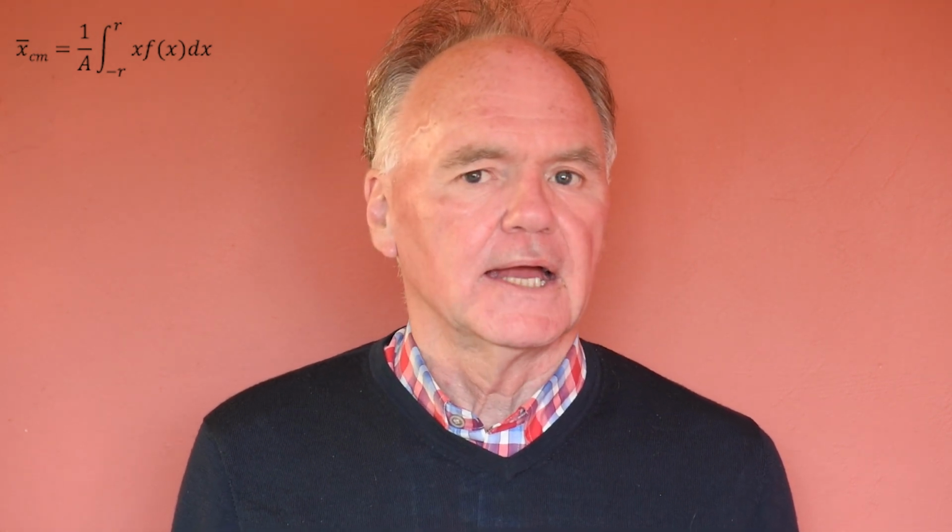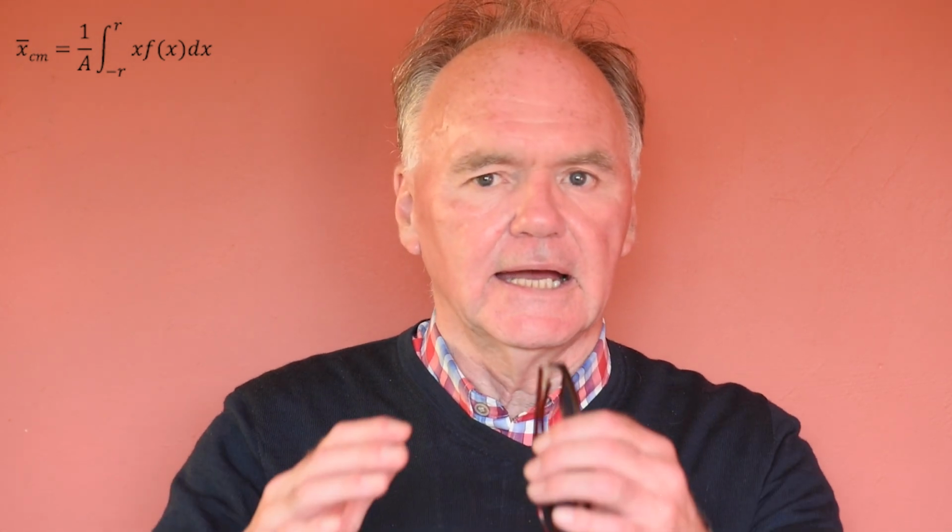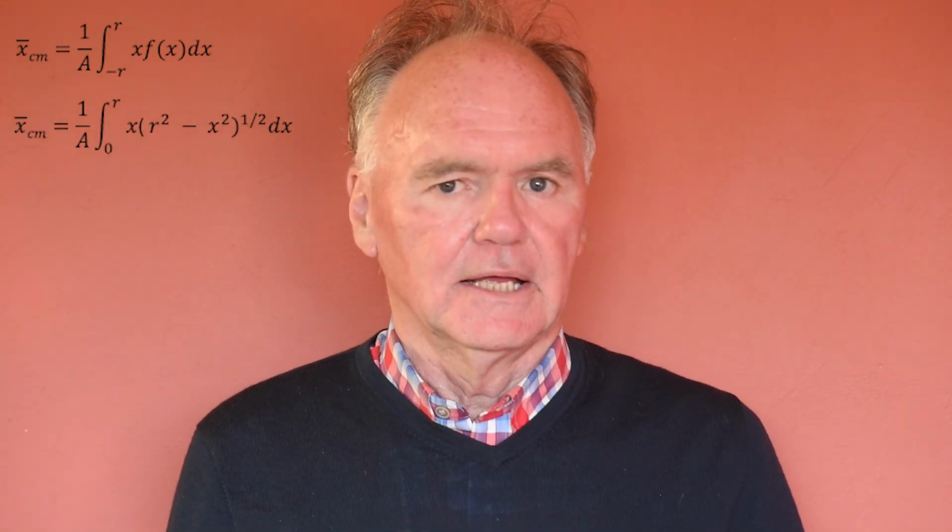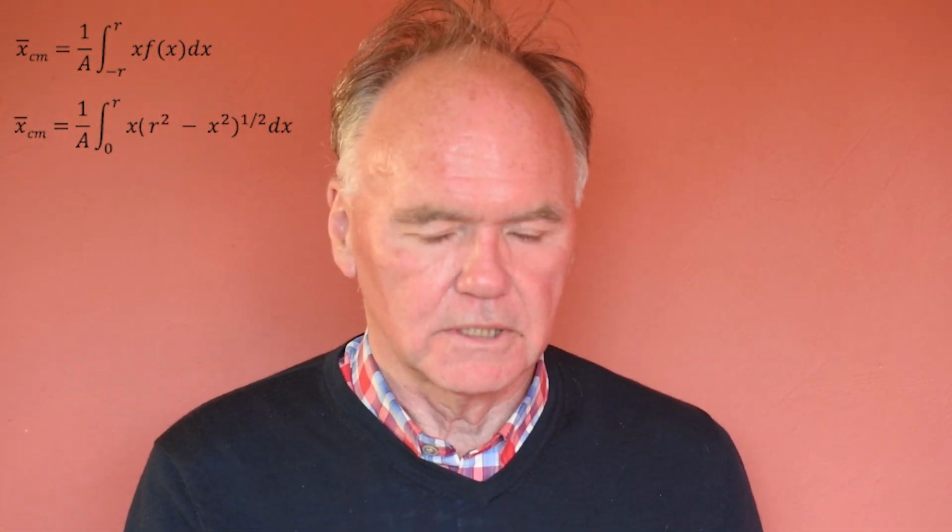Now if I wish to prove that the x coordinate for a centre of mass is equal to 0, I have to use my x coordinate formula for a centre of mass, which is equal to 1 over a, integrating from negative r to r, x f of x dx, where f of x is equal to the square root of r squared minus x squared. So I need to substitute this in. So my integral becomes 1 over a, from negative r to r, x times the square root of r squared minus x squared dx. Now, let's see if we can save ourselves some work.